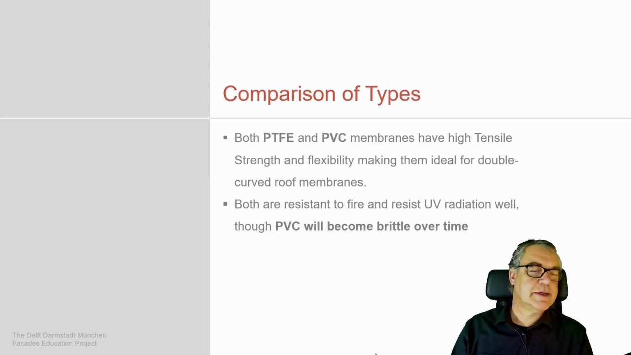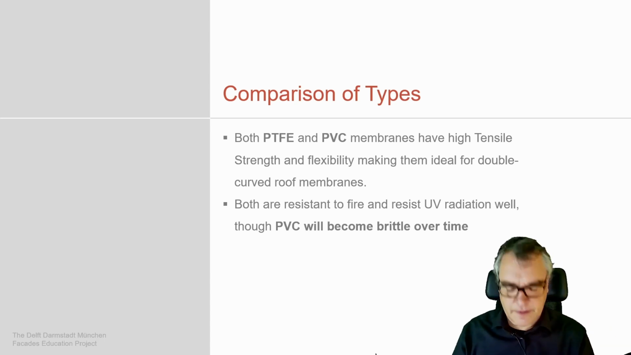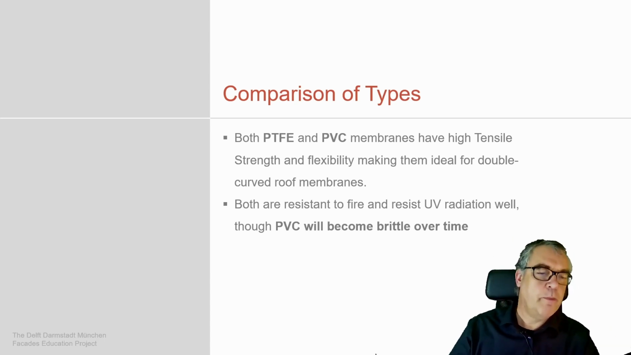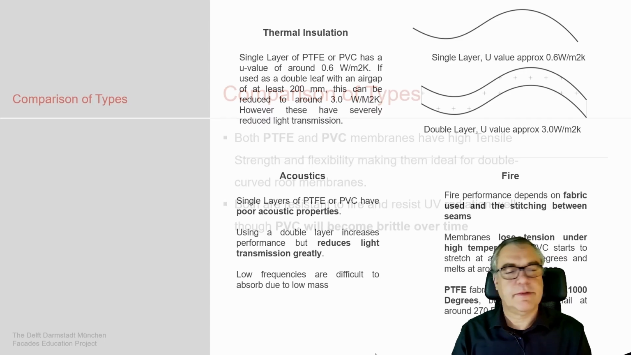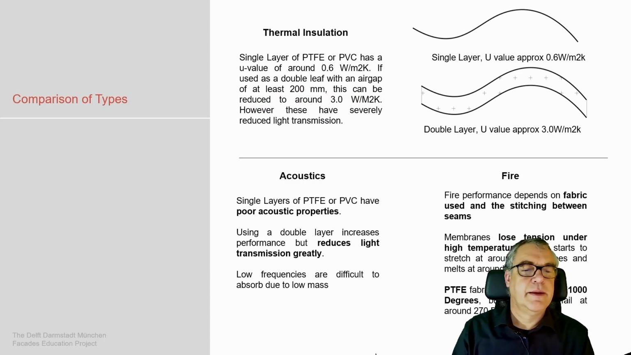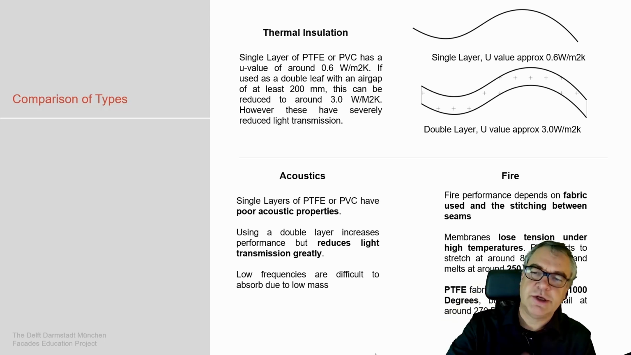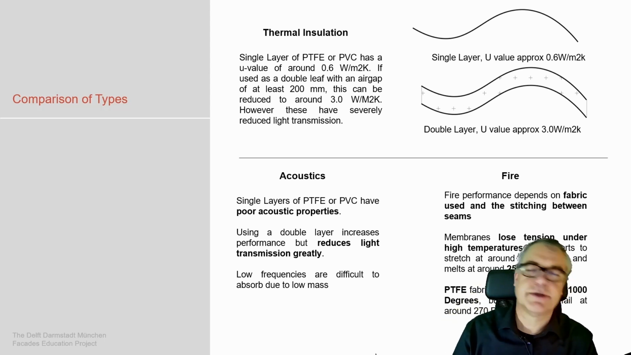Which brings us to the comparison of these different materials. PTFE and PVC are mainly used as translucent or opaque roof structures. The PVC is getting a bit brittle over time, which then needs a replacement. Comparison of the types, they say technology of tensile structures.